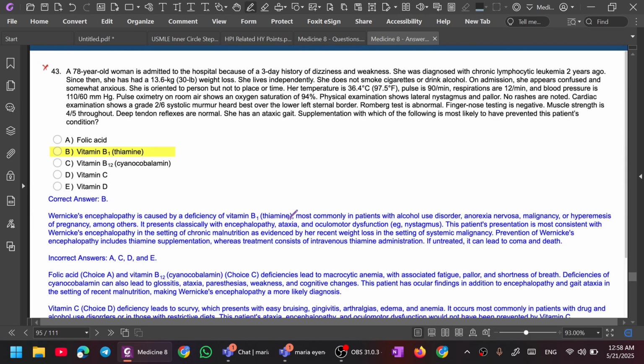Yeah. I was looking for alcohol, that's why I was distracted. But I haven't heard about malignancy also causing Wernicke.